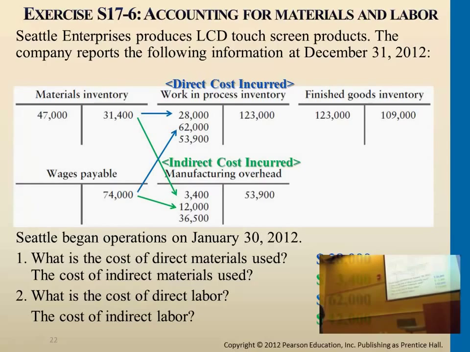I'm just curious what the other numbers mean, like the 53,900 and 36,500, because it seems like you just put random numbers up there and connected them because they equal. I don't understand how. We're going to get to that 53,900 just a few slides later.